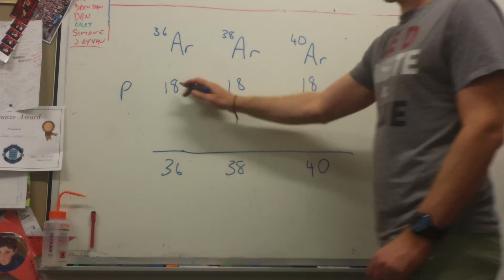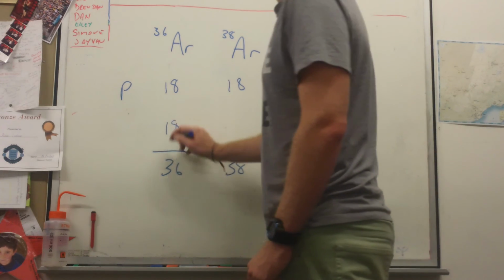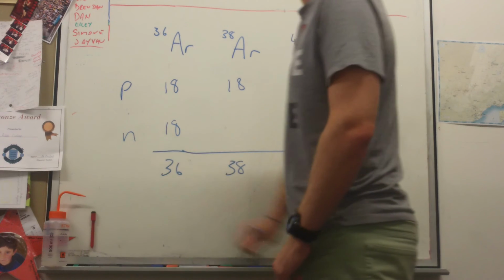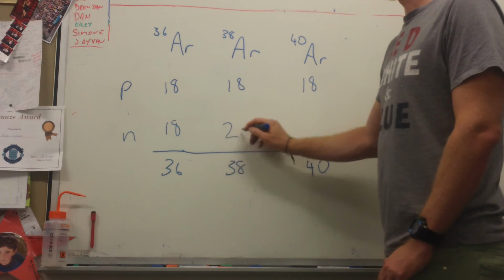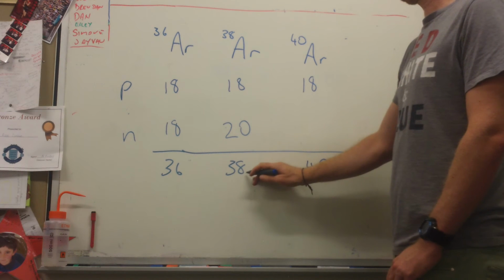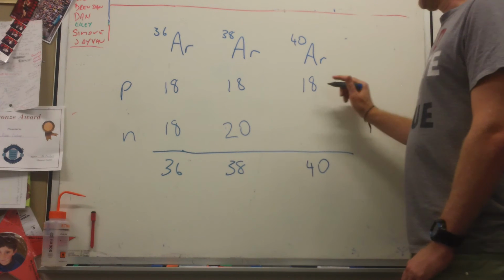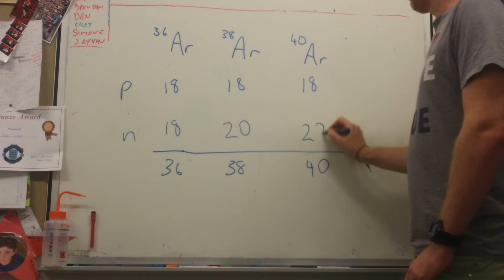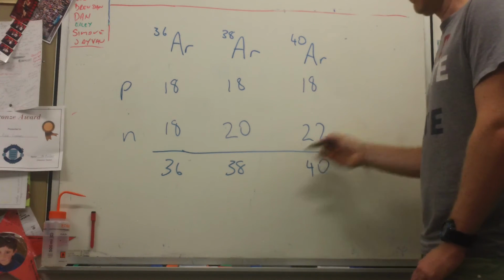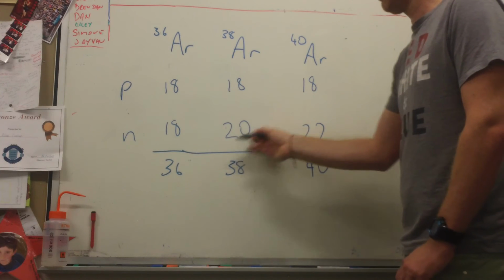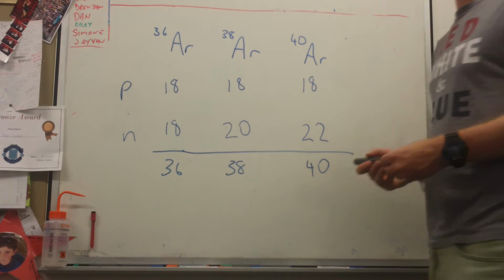So 18 plus 18 equals 36. So we have 18 neutrons in that example. 18 plus 20 will get us to 38. And 18 plus 22 will get us to 40. You could have also done 40 minus 18, which will get you the same values. 38 minus 18, 36 minus 18.